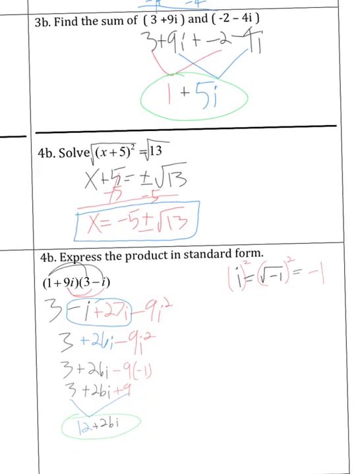4b. Square root both sides. Square root of 13 doesn't simplify, so it just says plus or minus square root of 13, minus 5 to the other side. x is going to equal negative 5 plus or minus square root of 13.